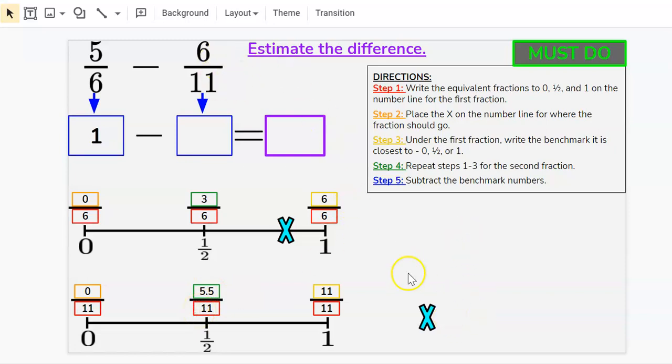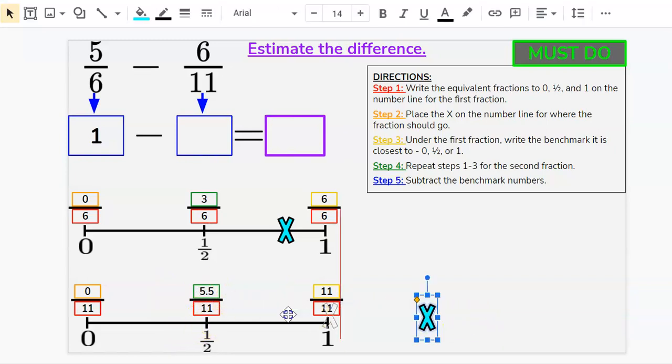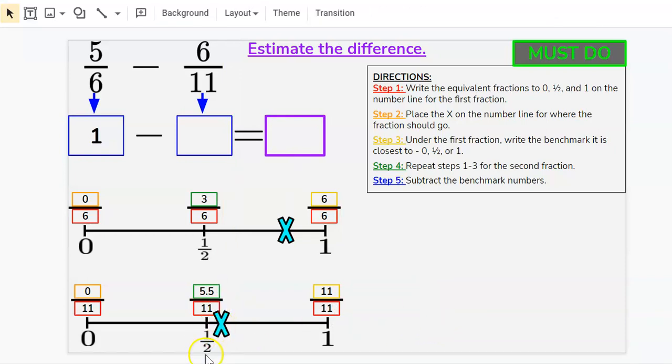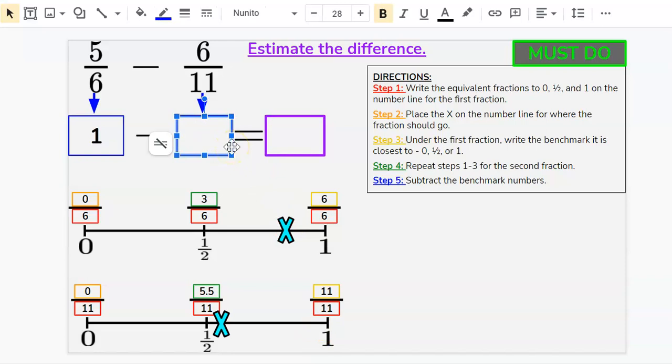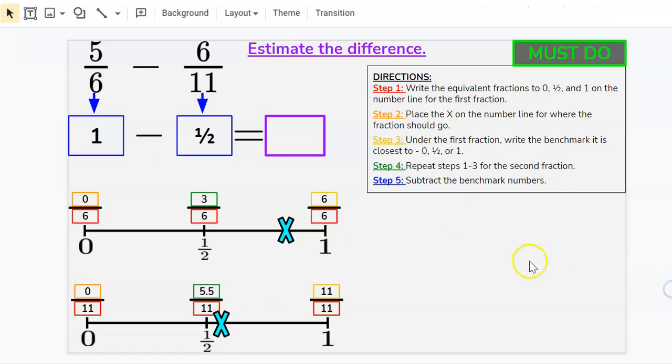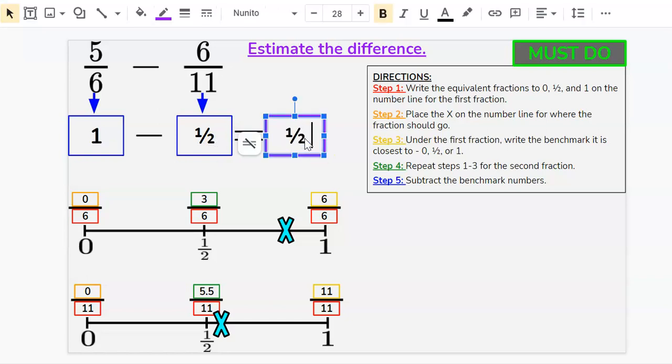Same thing here, I'm going to then place the X where it goes. Well, if this is 5.5, 6/11 is going to be just a little bit after that. So once I place that, it's very easy for me to see that is much closer to 1/2 than it is to 0 or 1. So right here, I'm putting 1/2. Remember that you put for fractions, the 1, the backslash, the 2, and then a space. Then I subtract the benchmark numbers. So I say 1 minus 1/2. So like if I have a whole candy bar and I eat half of it, I would have 1/2 left.